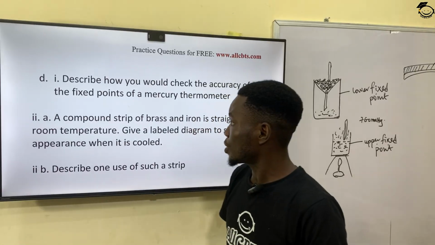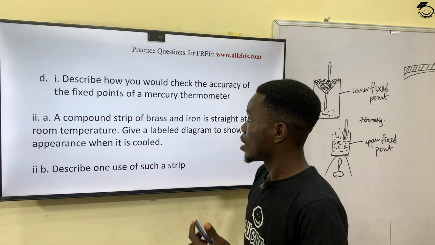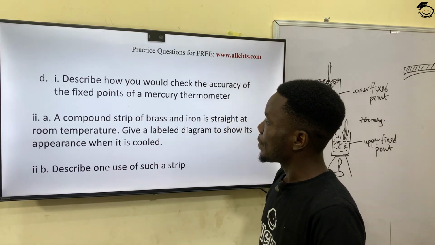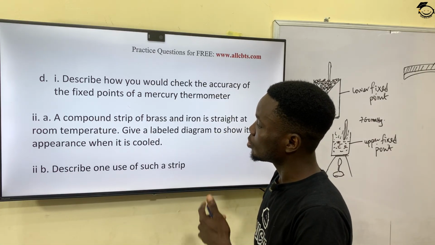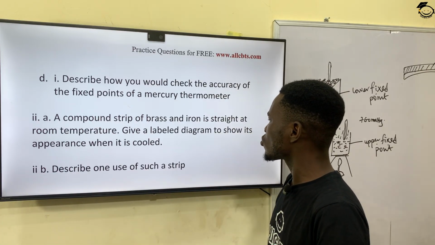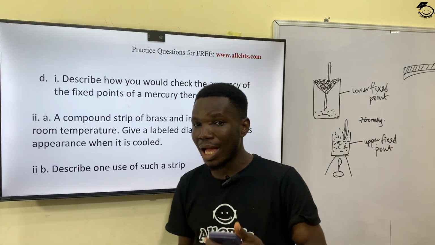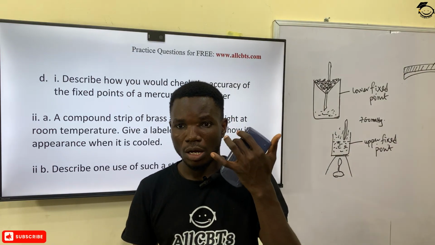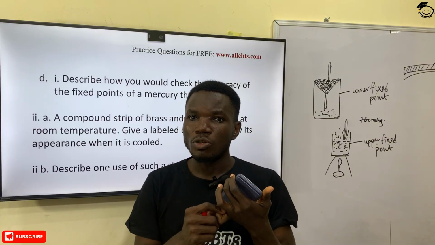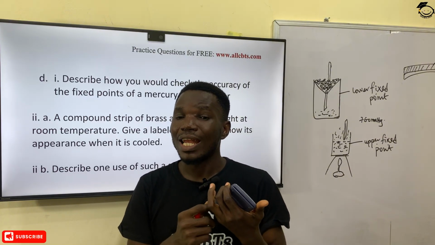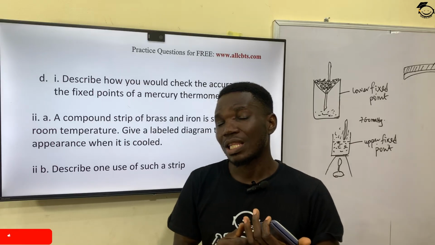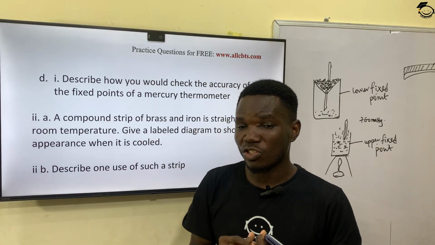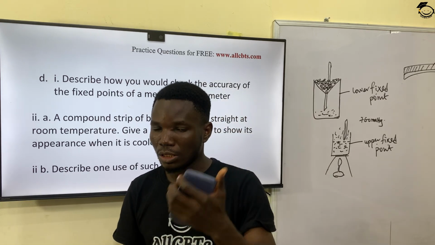Moving on to the next question, which is question number 2D(ii). It says, describe one use of such a strip. So we're still talking about the bimetallic strip. Now we can use your bimetallic strip as thermostats in your electric irons. You can use them also as thermostats in your gas ovens. You can also use them as a fire alarm system. You can also use them in thermometers.